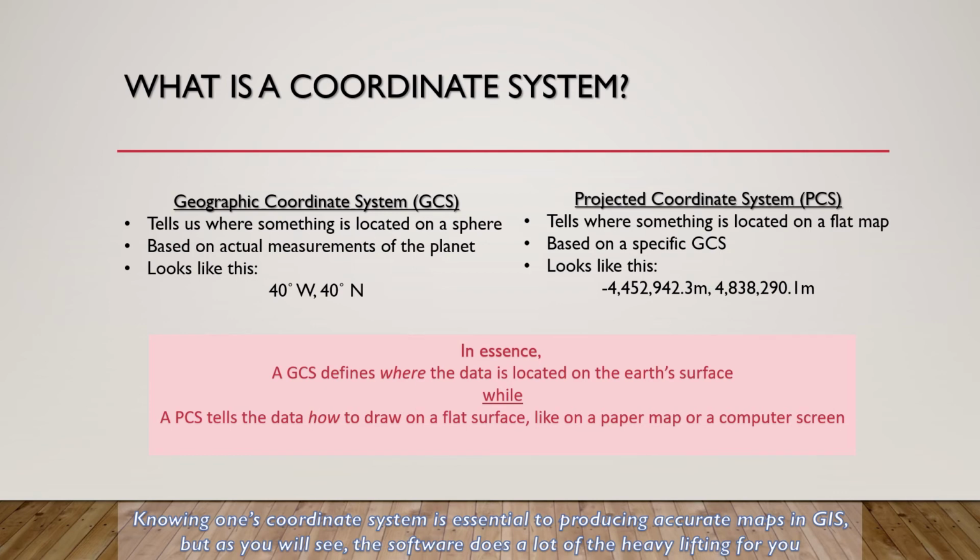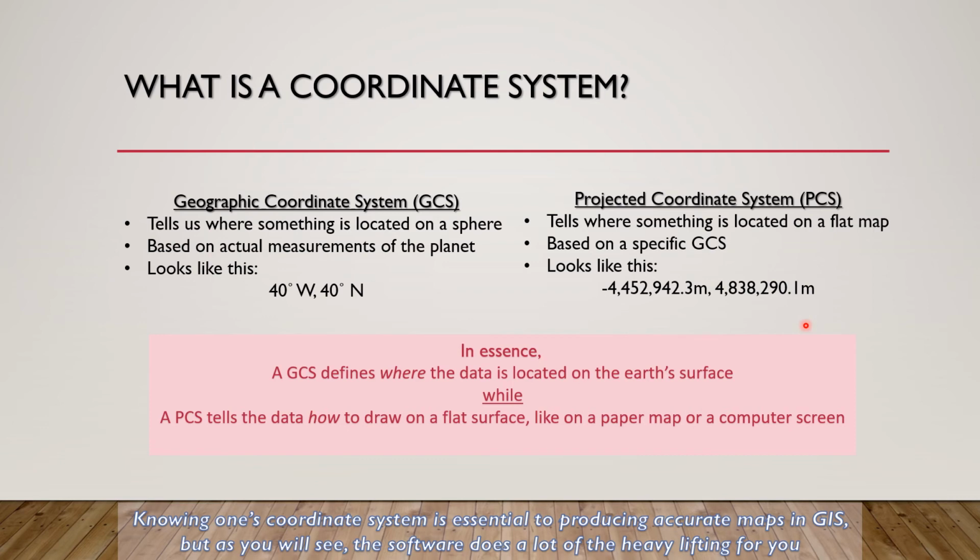So coordinate systems: this is actually a big topic that we cover in GIST, but just to give you a brief intro, it's divided into two different kinds, the geographic coordinate system and the projected coordinate system, otherwise known as the GCS and the PCS. GCS is where we start from, and it tells us where something is located on a sphere. When we think of a sphere, of course, we think of planet Earth, and people have spent a lot of time measuring how big it literally is. A location on a geographic coordinate system looks like this, something we're familiar with seeing: the degrees and the cardinal direction.